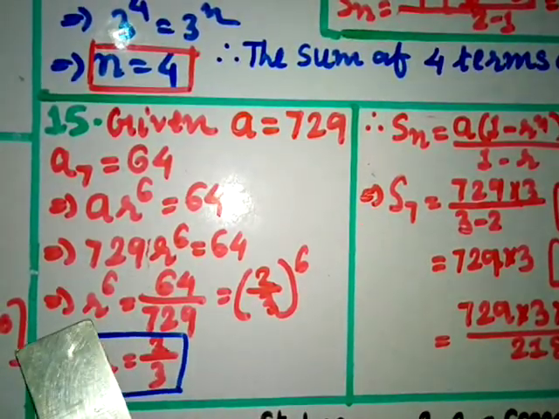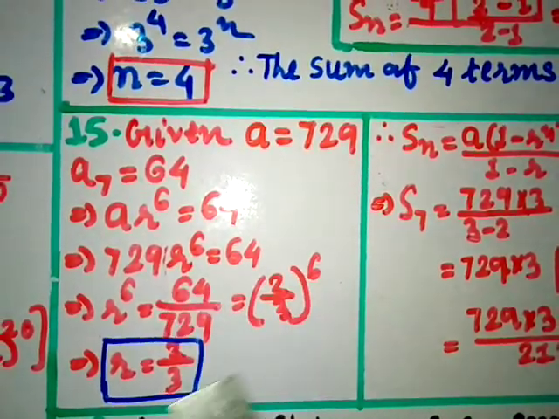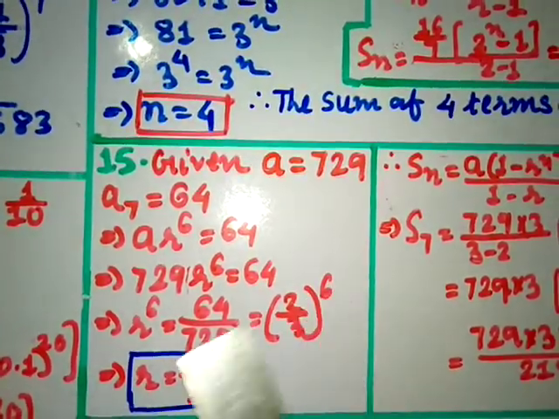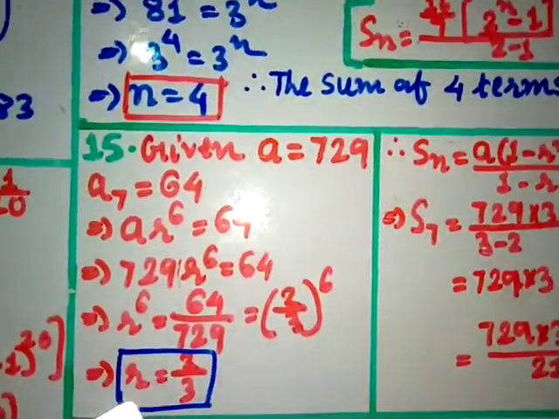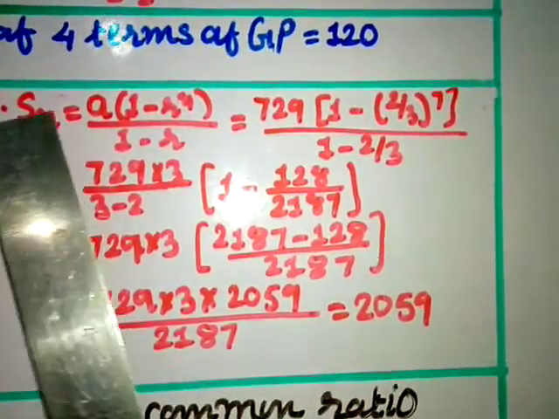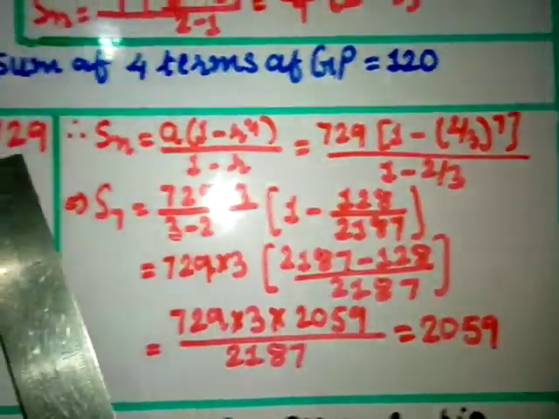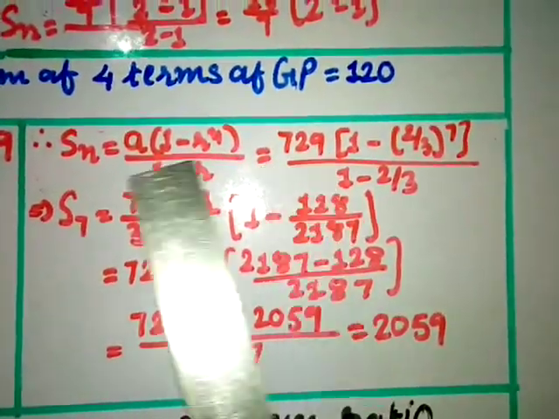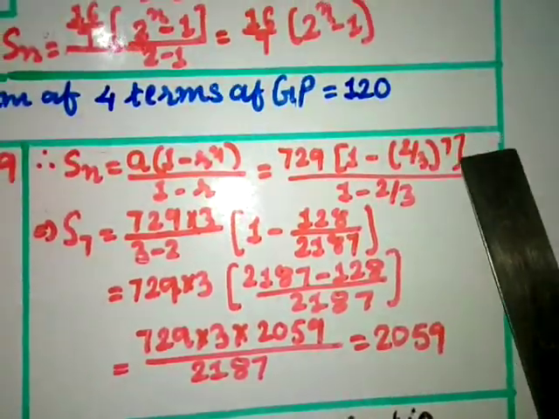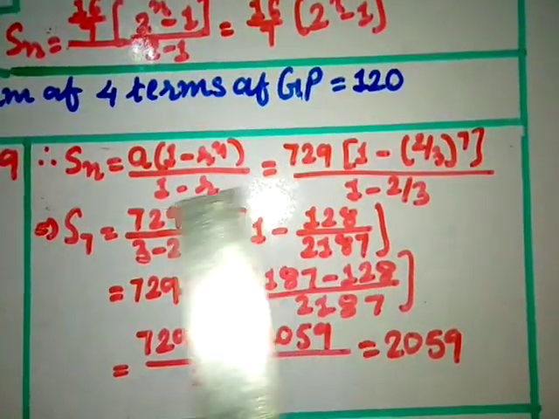This, if you want to write power of 6, then this can be written as 2 by 3 power 6, because 2 power 6 is 64 and 3 power 6 is 729. So this can be written as 2 by 3 power 6. So now you can compare, that means R value is 2 by 3. Now the sum Sn equal to A into 1 minus R power n divided by 1 minus R, that is the formula, equal to A value is 729, so I put the value 729. 1 minus R value we found 2 by 3, so 2 by 3 power 7, because we have to find the 7th term. So S7 equal to 729.